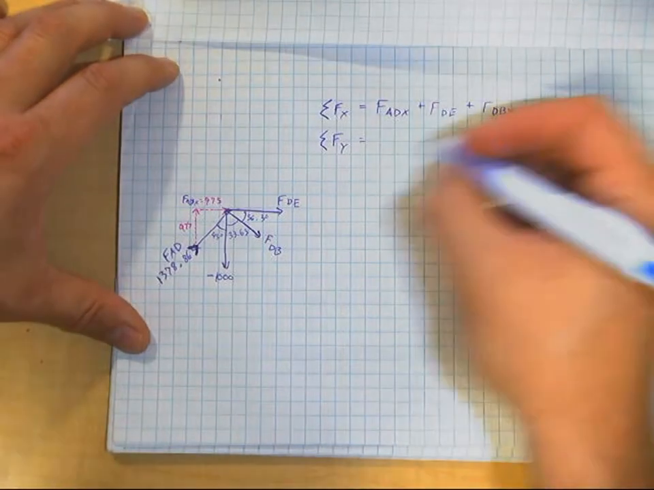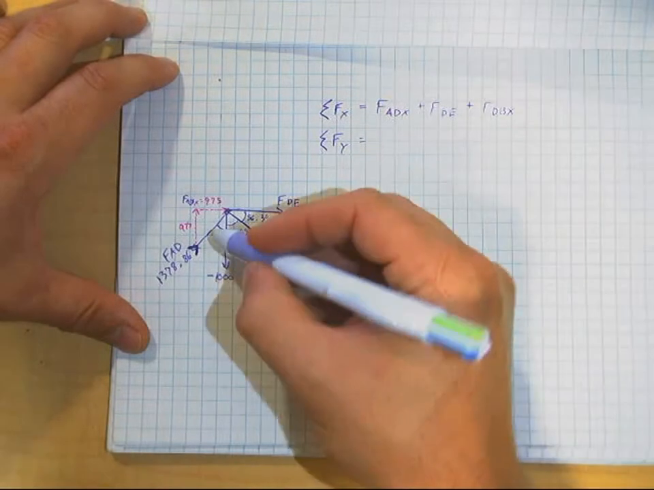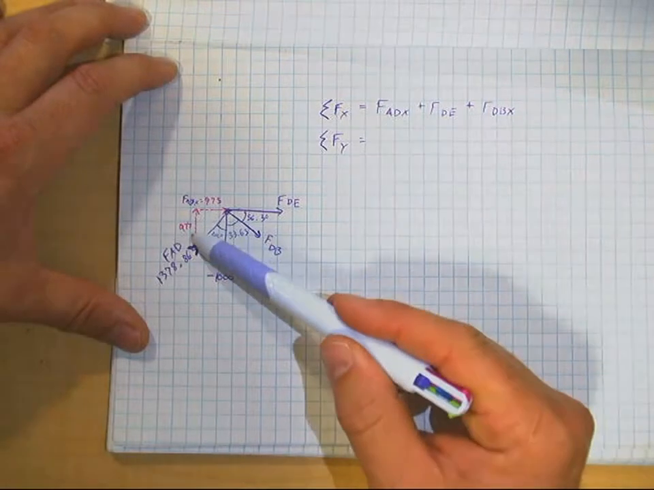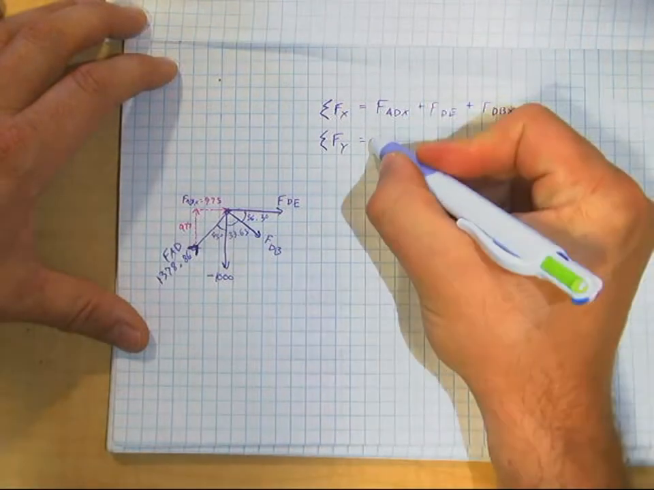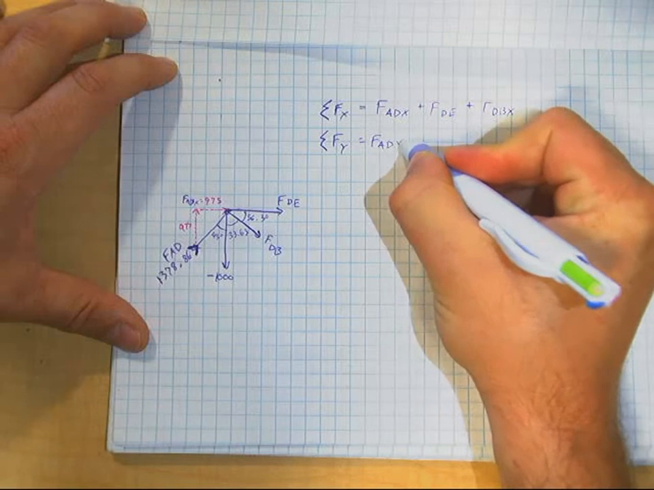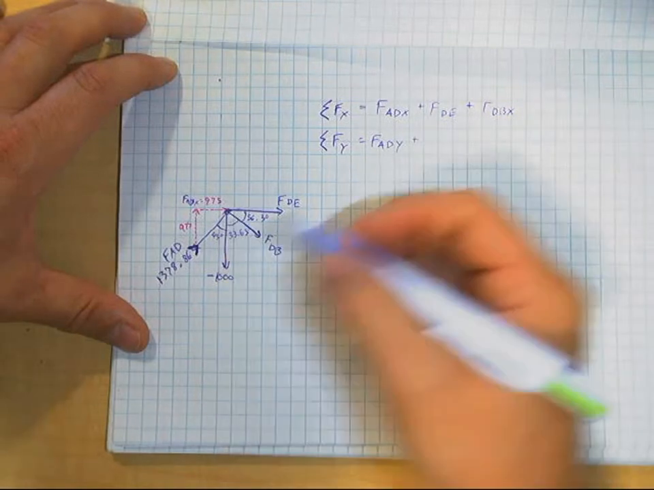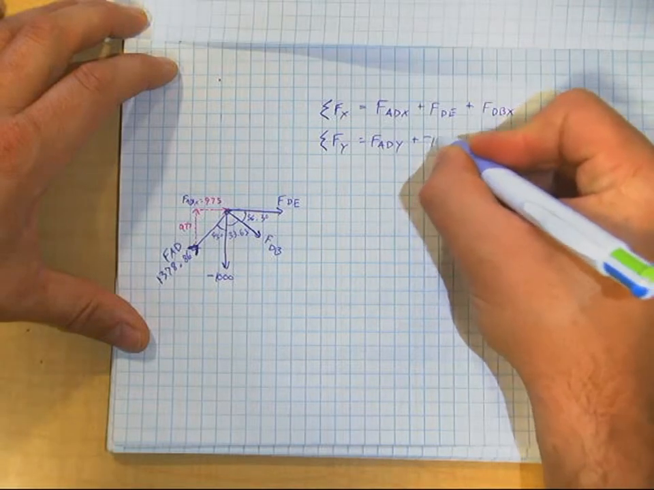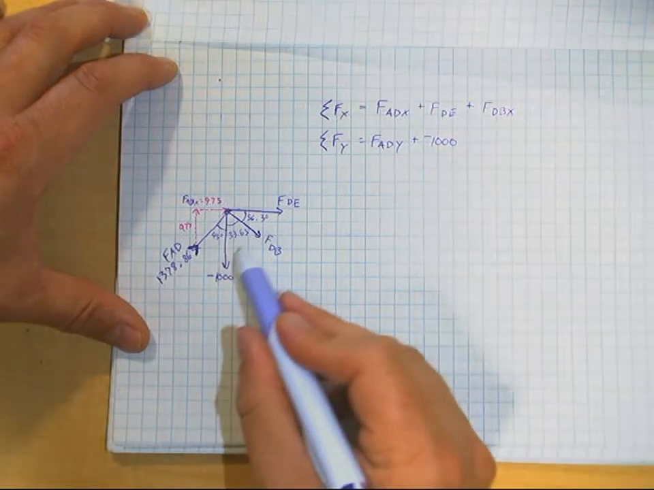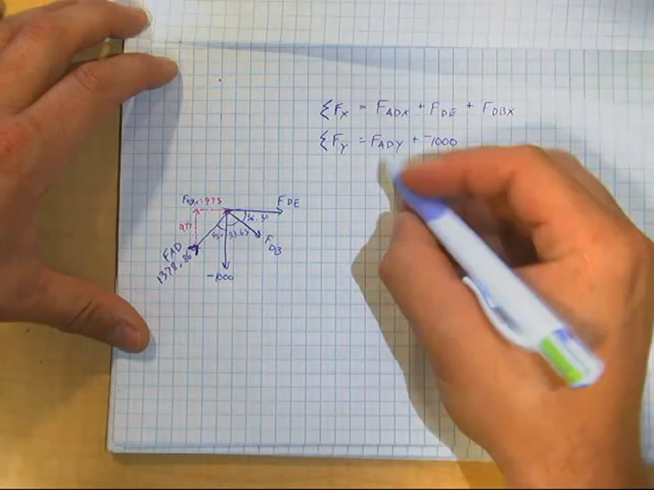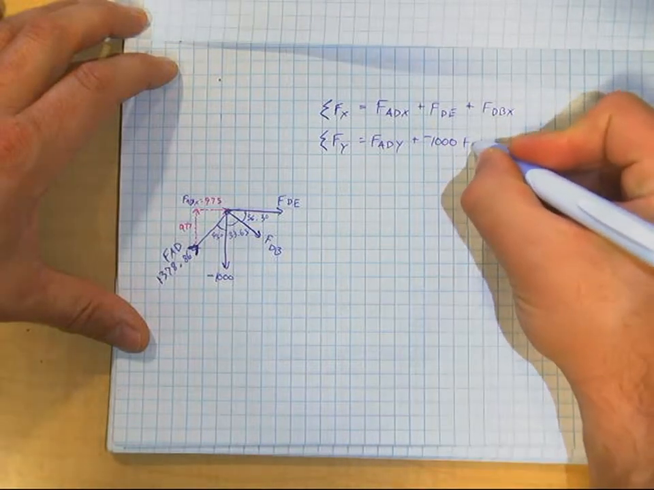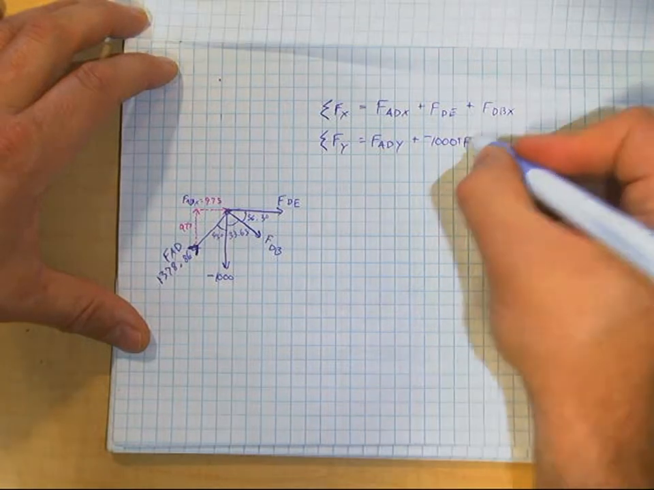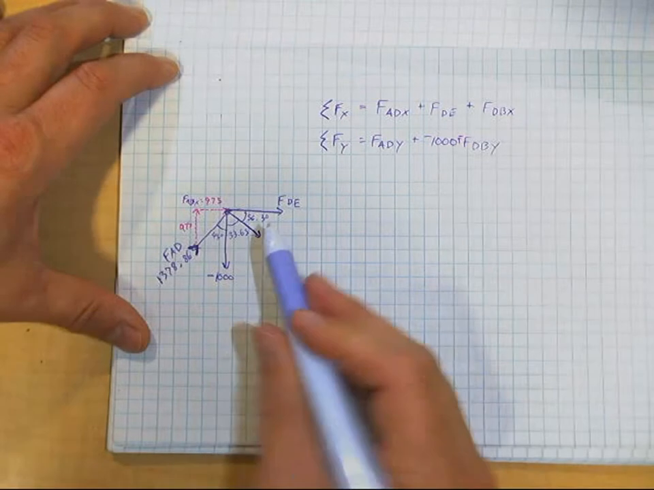So with our y values now, we're going to look at the y components. We have FADY. We have our force at D, which is negative 1,000. We have the y component of FDB, so we have FDBY, which we assume is negative, because it's in tension.